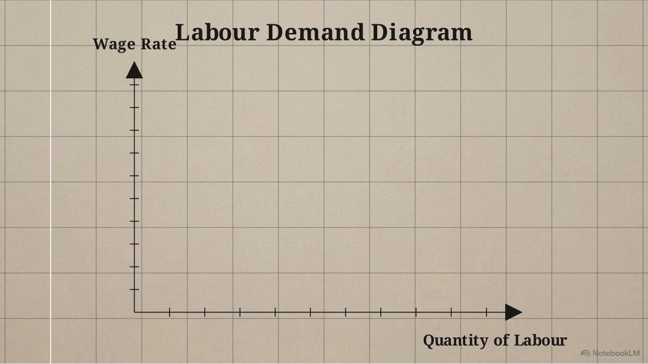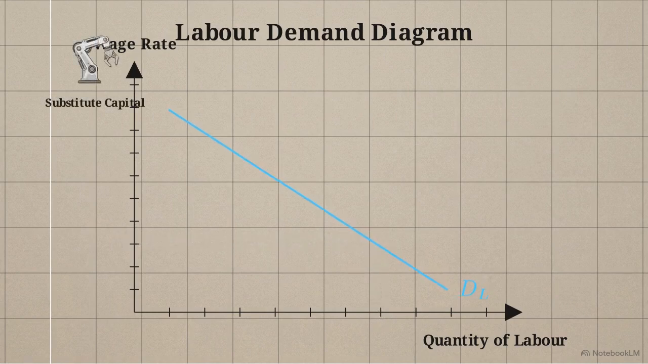This is the labor demand diagram. It plots the wage rate on the vertical y-axis against the quantity of labor demanded on the horizontal x-axis. The demand curve slopes downward to show a simple relationship. As wages drop, firms are willing to hire more workers. If the wage rate changes and all other conditions stay the exact same, we see a movement along the curve. The firm slides up or down the existing line to adjust its headcount.